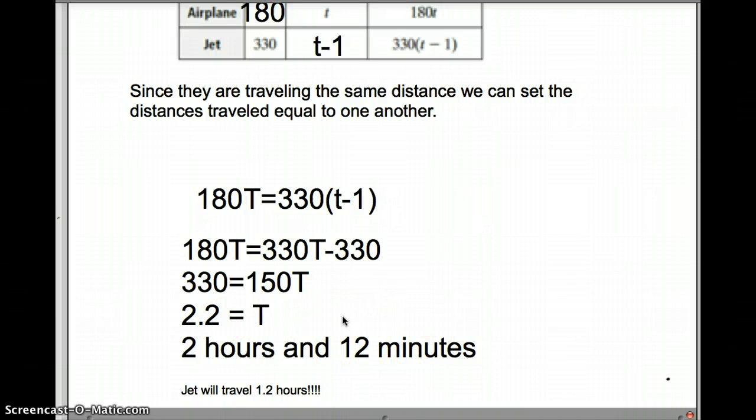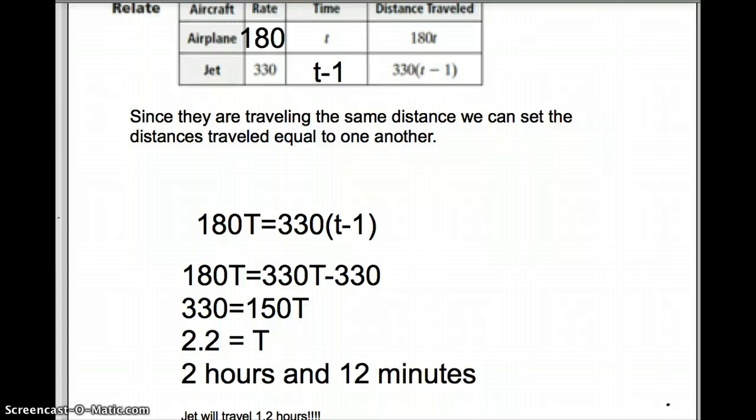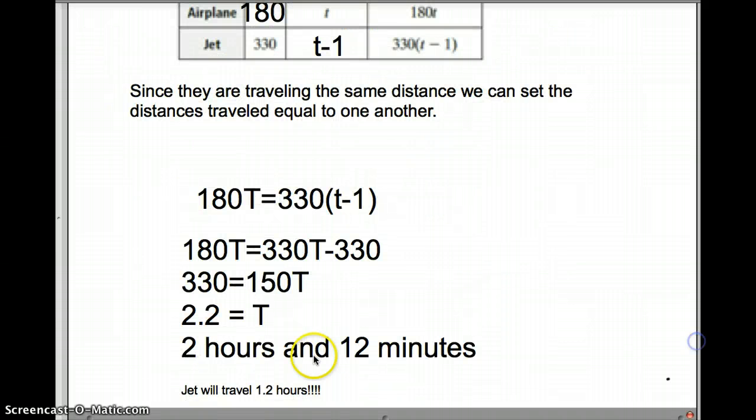Now that is the time for what? Well, you got to look back and see what I defined it as. T is the time the airplane takes. Notice how I use that here. So if the airplane traveled for 2 hours and 12 minutes, how long will it take the jet to catch the airplane? Well, the jet only has to travel an hour less than that, so it will take the jet an hour and 2/10, or 1.2 hours, or 1 hour and 12 minutes in order to catch up. Okay?